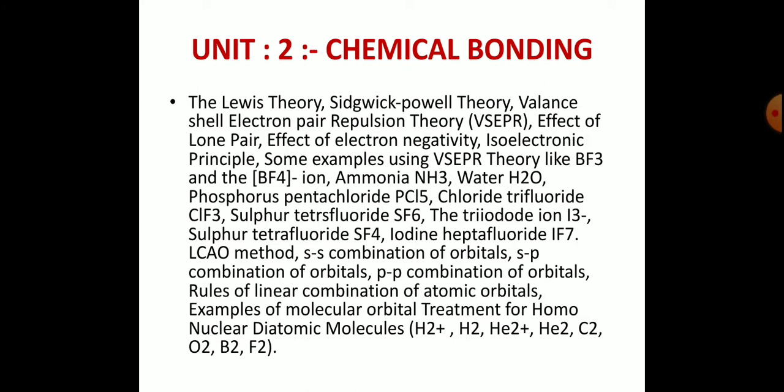Some examples using VSEPR theory are BF3 and the BF4 ion, ammonia, water, phosphorus pentachloride, chlorine trifluoride, that is ClF3, SF6, SF4, IF7, I3.